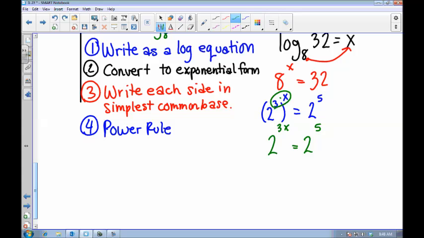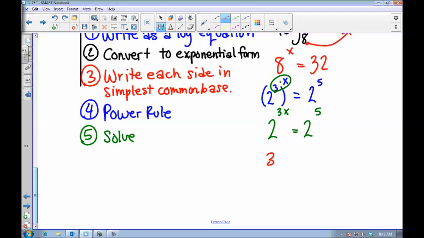Since the bases are equal, it means the exponents are equal. So solve it. The exponents, 3x, is equal to 5. So find the value of x, which is actually the value of our original logarithm. Is it 1.5? Nope, that's not it. Solve for x. Yep, if we divide by 3, x is 5/3, which is 1.6 repeating.